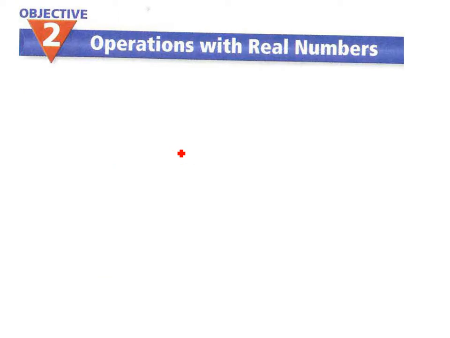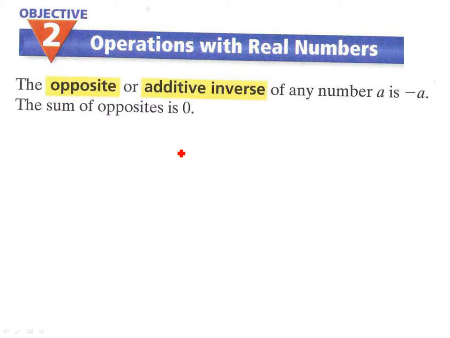All right, let's move on to our second objective here, operations with real numbers. And so we've got a couple vocab words here for you to add in on your worksheet. So opposite and additive inverse mean the exact same thing. All right? So the opposite or additive inverse is just putting a negative sign onto whatever number you have. All right? So if we have 5, our opposite is negative 5.